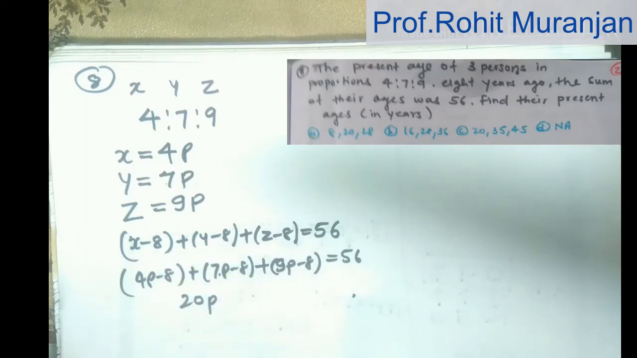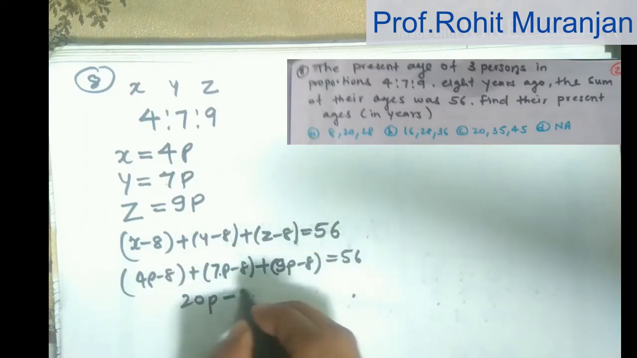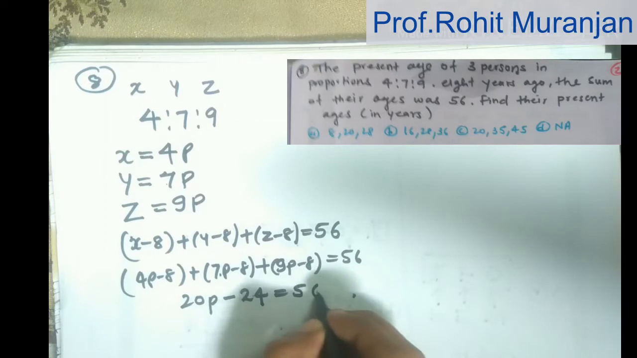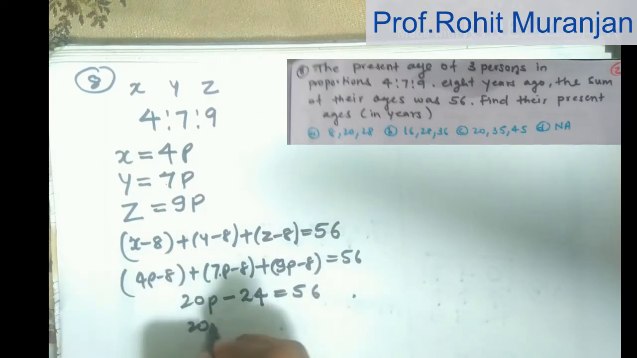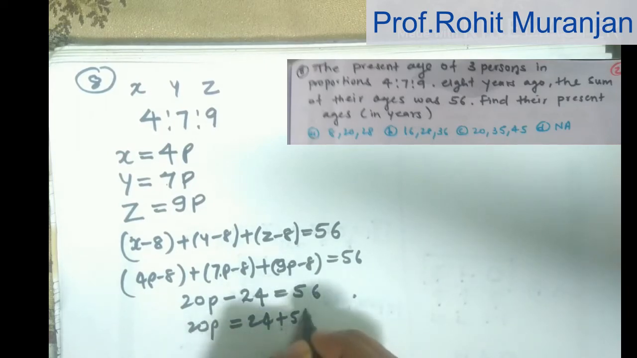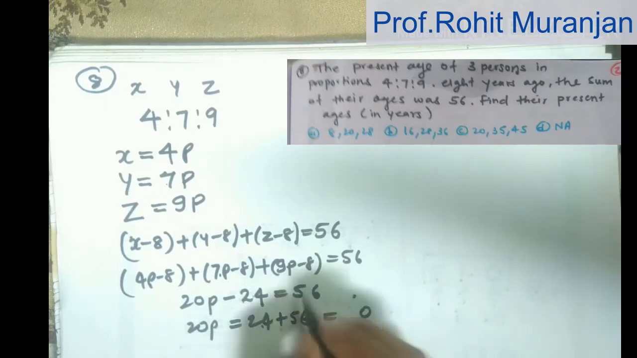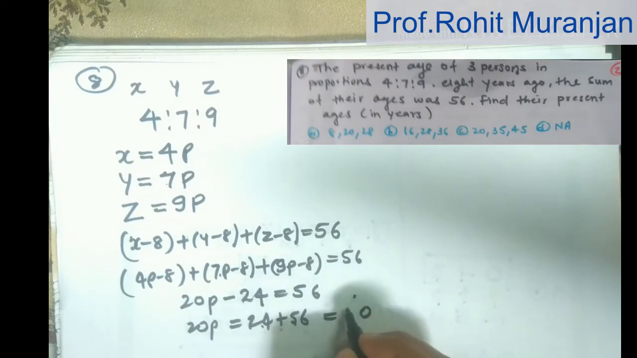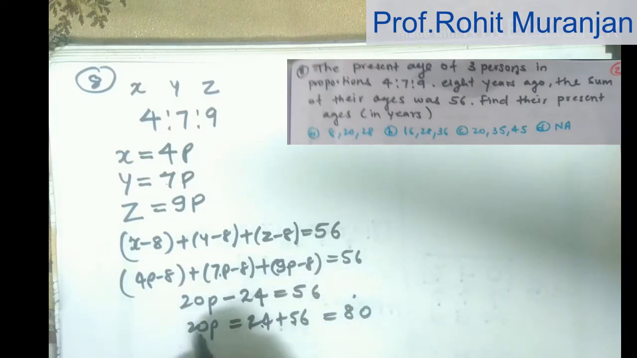Now see, minus 8 comes here 3 times, so minus 8 times 3 is minus 24, equals 56. Okay, this 24 will go that side and become plus 24. So 24 plus 56: 6 plus 4 is 10, carry 1, 5 plus 2 is 7, 7 plus 1 is 8. So this is 80. So 20p equals 40p means what? P is going to be 80 by 20. So the answer is going to be 4.